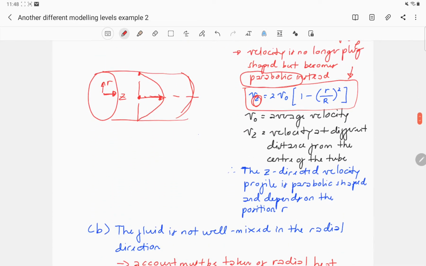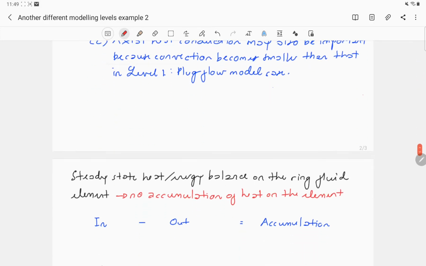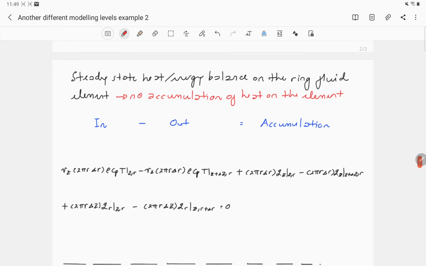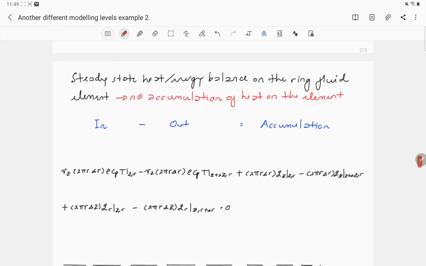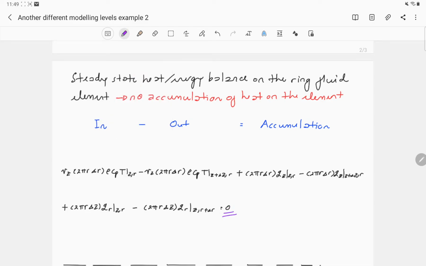We will have, essentially, instead of the ordinary differential equation, a partial differential equation, as we will show soon. Okay, so after we go into establishing the fluid elements, now we can start with the steady state heat and energy balance on the ring fluid element. We don't want to account for the effect of the accumulation, so we simply assume that we are dealing with the steady state condition. So meaning that the accumulation will be 0 for this particular scenario.